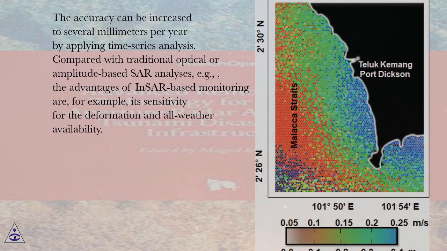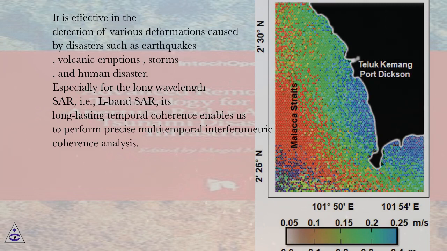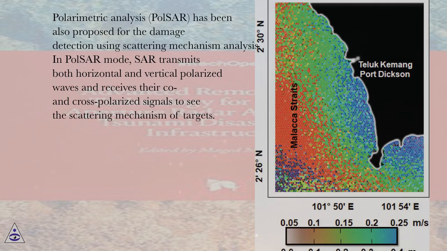Compared with traditional optical or amplitude-based SAR analyses, for example, the advantages of SAR-based monitoring are its sensitivity for the deformation and all-weather availability. It is effective in the detection of various deformations caused by disasters such as earthquakes, volcanic eruptions, storms, and human disaster. Especially for the long wavelength SAR, i.e., L-band SAR, its long-lasting temporal coherence enables us to perform precise multitemporal interferometric coherence analysis. Polarimetric analysis, PolSAR, has also been proposed for the damage detection using scattering mechanism analysis.